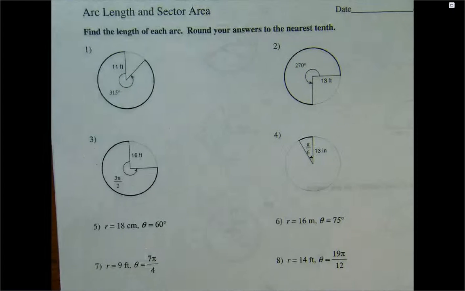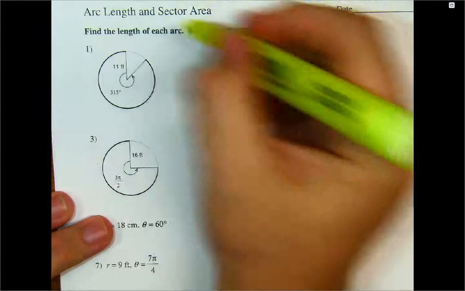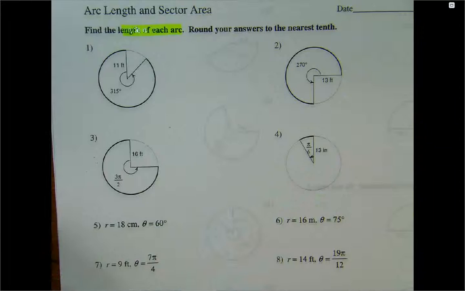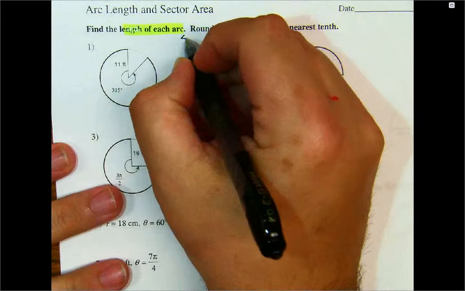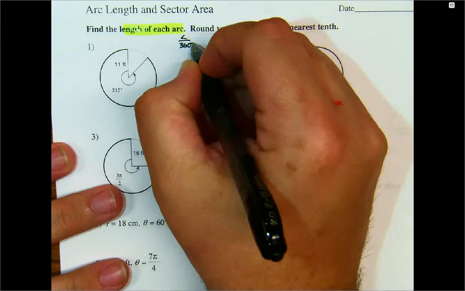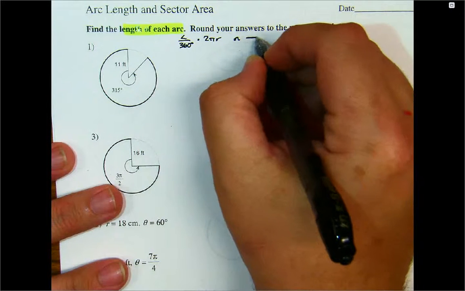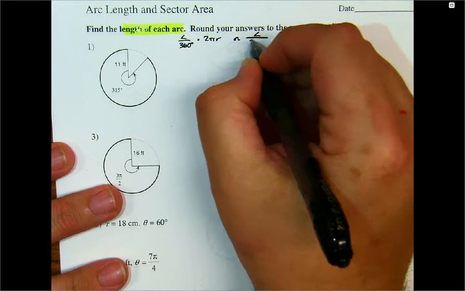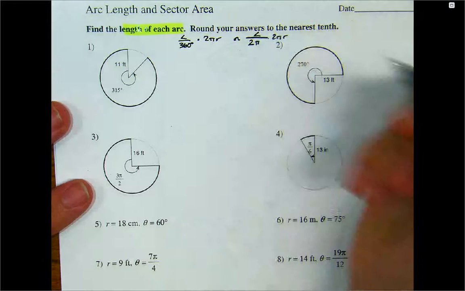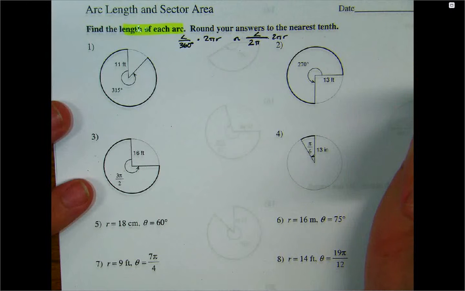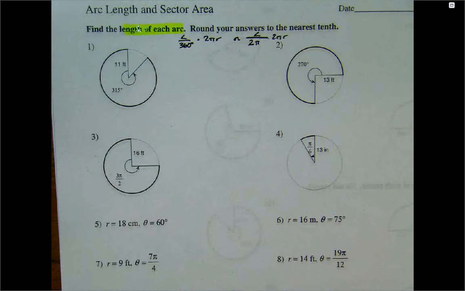Alright, for example, the first one says find the length of each arc. So if you're dealing with the arc, that's going to be the angle over 360 degrees times 2 pi r, or the angle divided by 2 pi, if it's in terms of pi, times 2 pi r. So I'm just going to set up the equations really quickly.